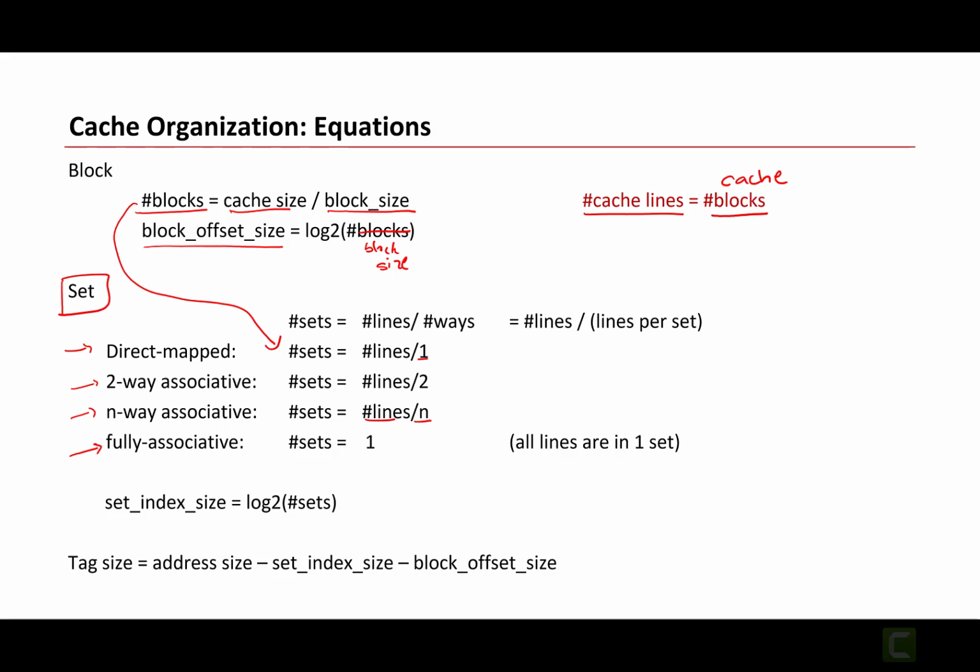Once you have figured out the number of sets, computing the set index size is trivial. Just take log to the base 2 of the number of sets. And once you have your block offset size and the set index size, you subtract those from the given address size. Again, that's defined by your ISA. Then you get your tag size.